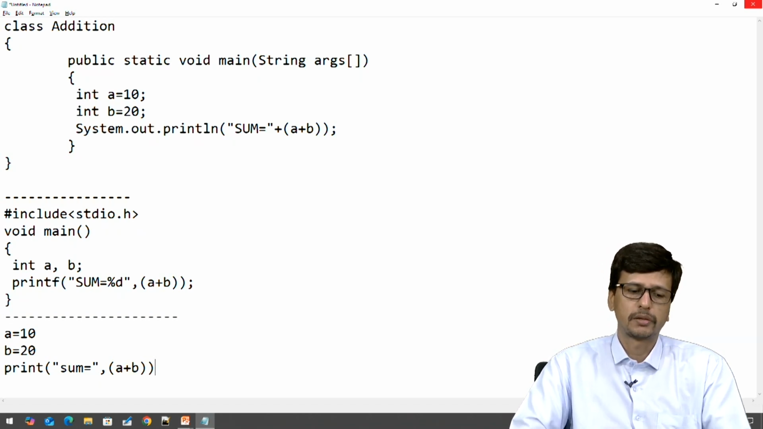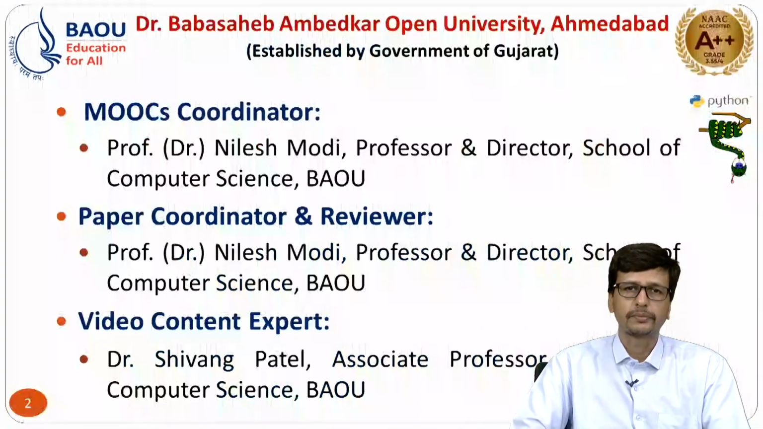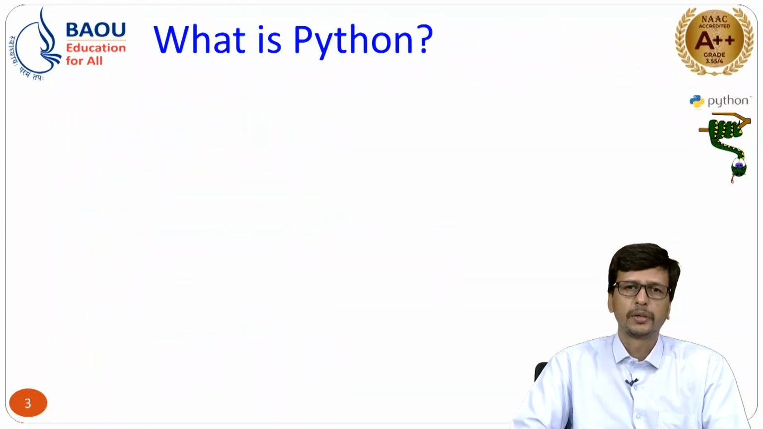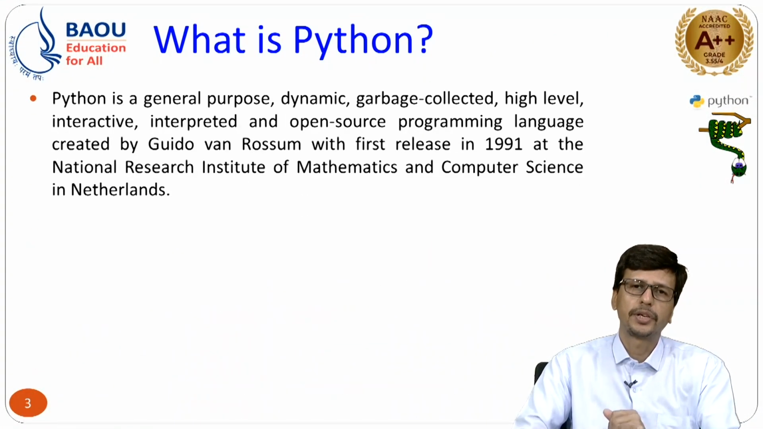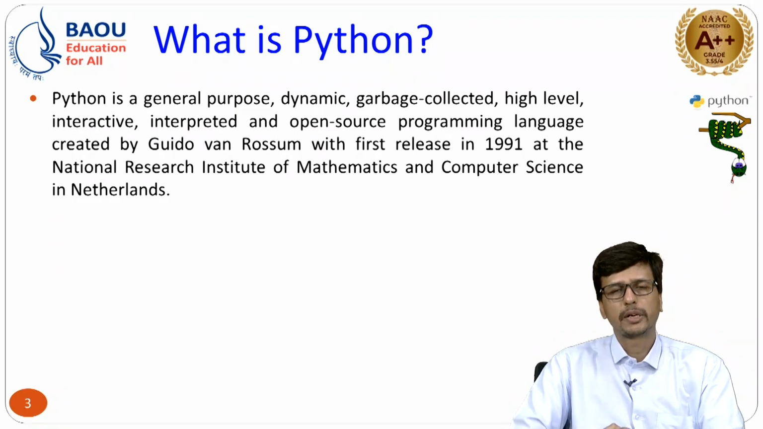Now moving towards the slide, we are starting with the definition. First of all, what is Python? As you are already aware, Python is nothing but a programming language. But which kind of programming language? You can say that it is a general purpose, dynamic, garbage collected, high level, interactive, interpreted and open source programming language. It was invented in 1991.